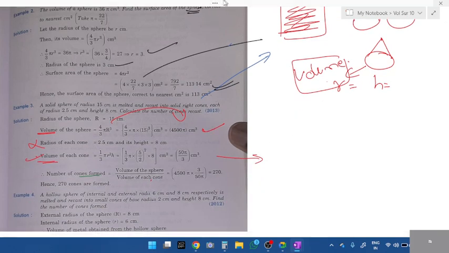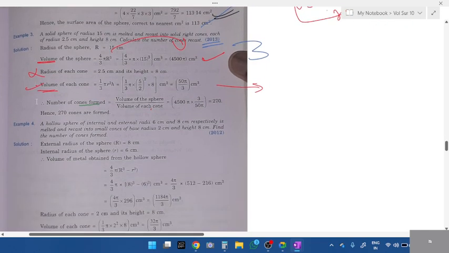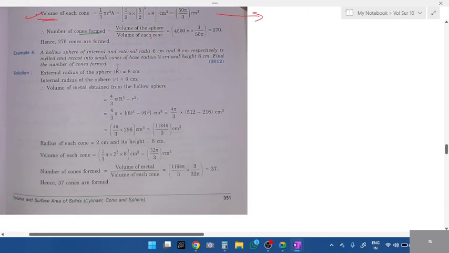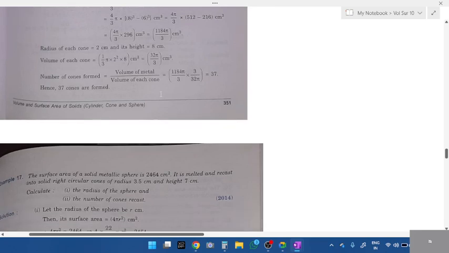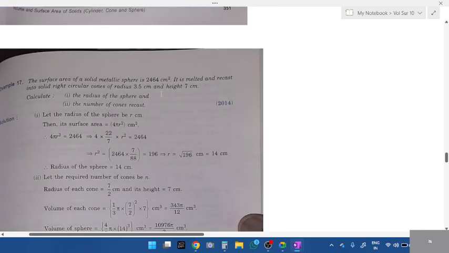2013, 3 marks. 3 marks question. This is a lengthy one. 2012. Okay. Just a minute. Okay. That's it, students. No more calculation.